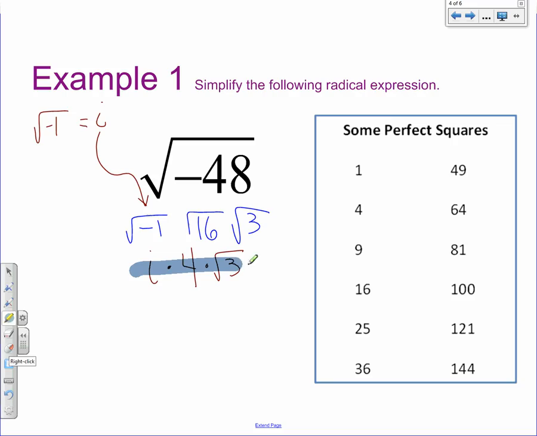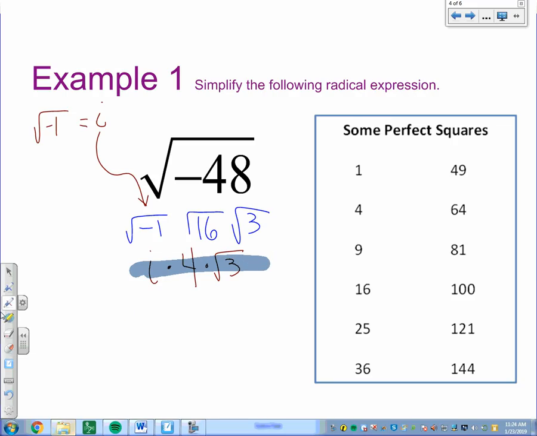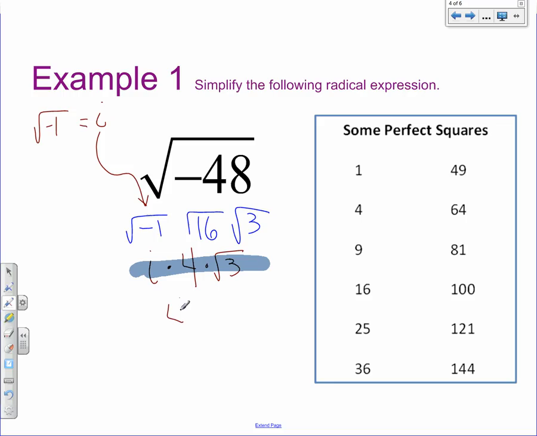So what we want to do is just condense this. Typically, if you have something other than 1 with the i, that number's going to go first. We're going to write 4 first. The i will come next, and then the radical comes at the end. And there we have it. The square root of negative 48 is 4i times the square root of 3. Fabulous.